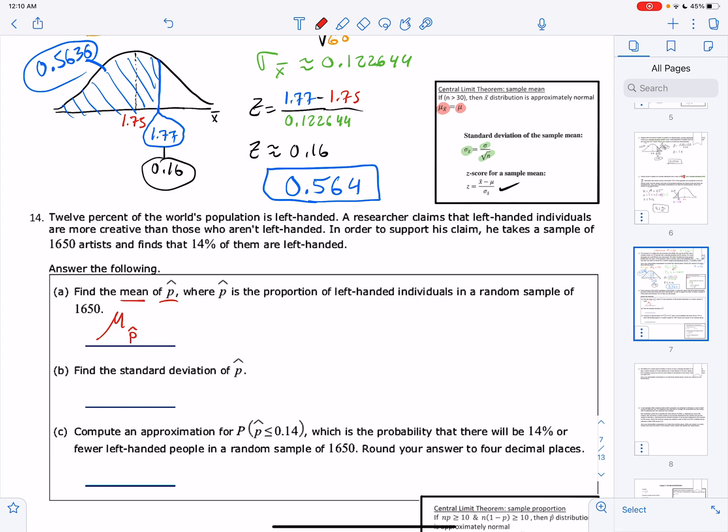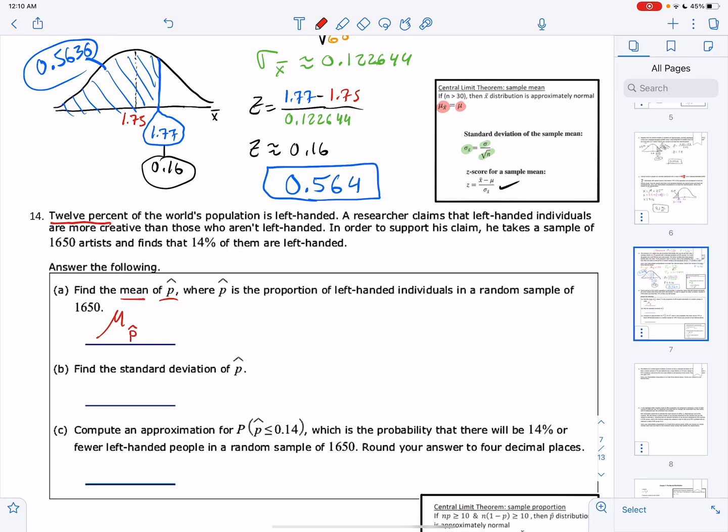Let's continue here. It says 12% of the world's population is left-handed. Ooh, that sounds like a population figure, doesn't it? 12%. Now remember, 12% is a proportion. That's 0.12 or 12 hundredths or 12% of the world's population is left-handed. That's the population proportion for left-handedness, if that's a word.